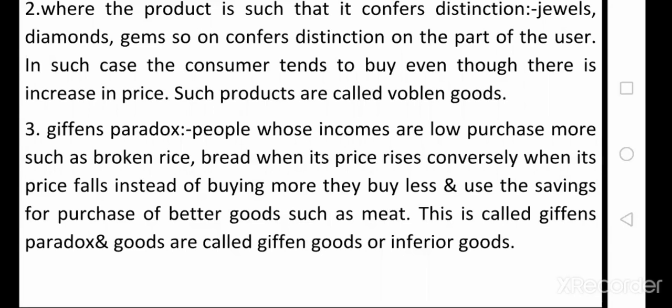And the next type of exceptional case to the law of demand is Giffen's paradox. People whose income is low purchase more, such as broken rice and bread, when its price rises. Conversely, when its price falls, instead of buying more, they buy less and use the saving for purchase of better goods such as meat. This is called Giffen's paradox, and those goods are called inferior or Giffen's goods.